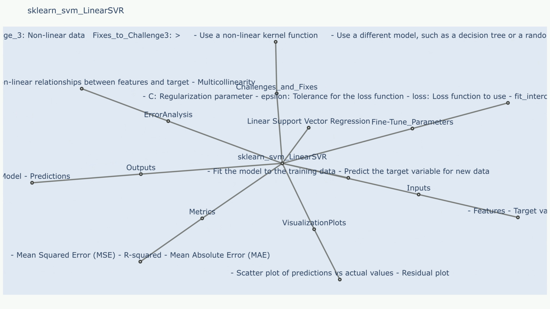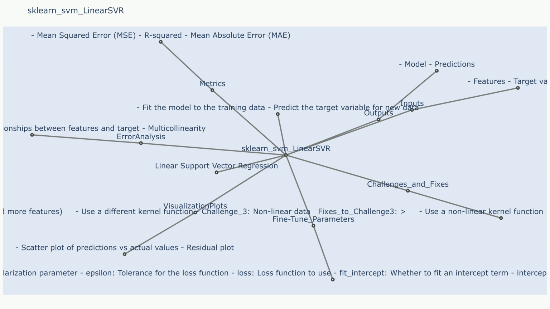Challenge 2. Explain in detail: high-dimensional data, when the number of features is very high. Linear SVR may struggle to find an effective hyperplane. This can lead to poor performance and difficulty in interpreting the model. Sample use case that resulted in challenge 2: you have a dataset with hundreds of features and train a linear SVR model. The model has poor performance and it is difficult to determine which features are most important.